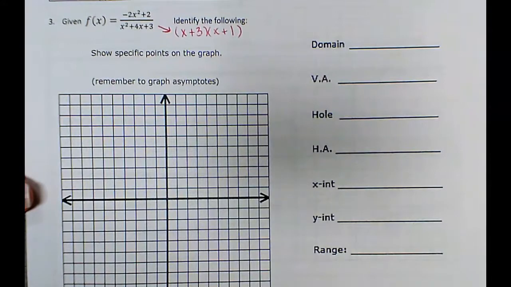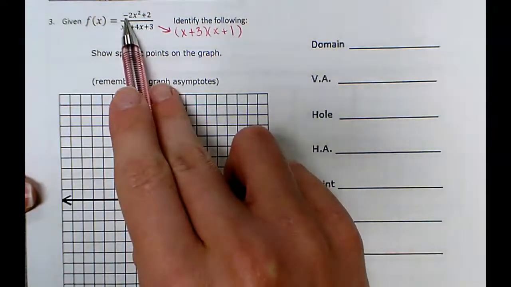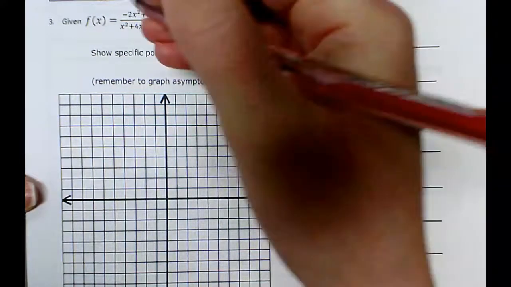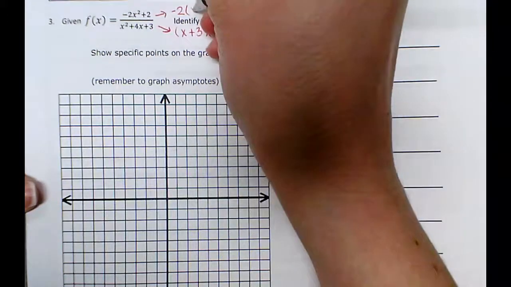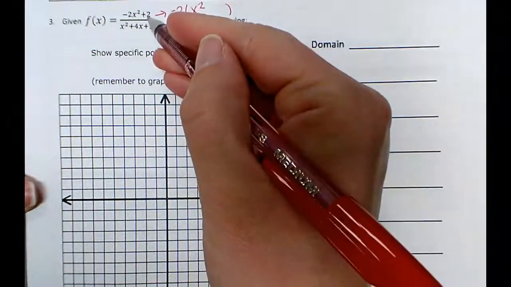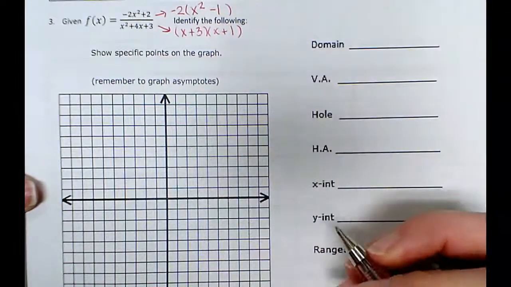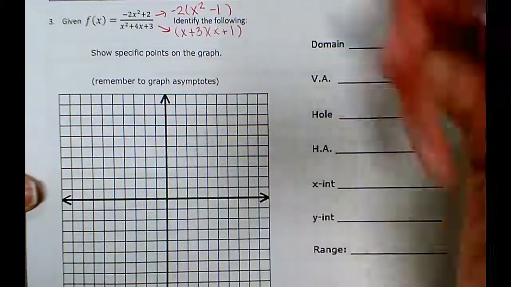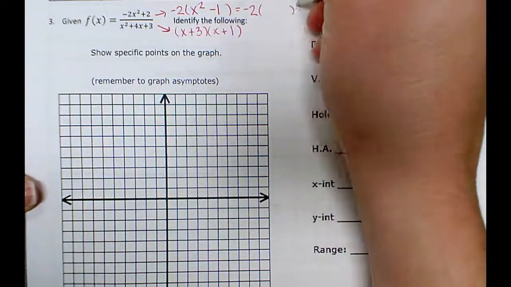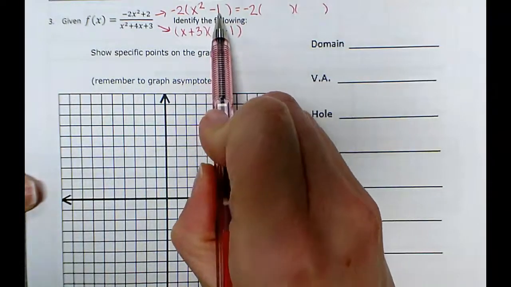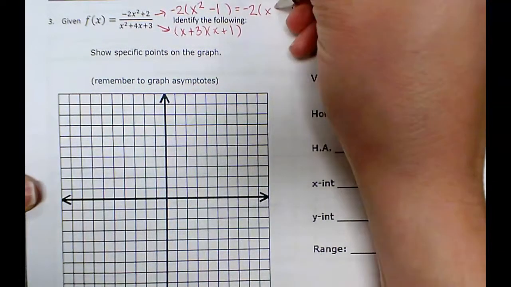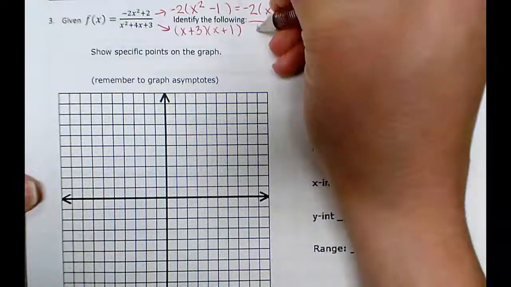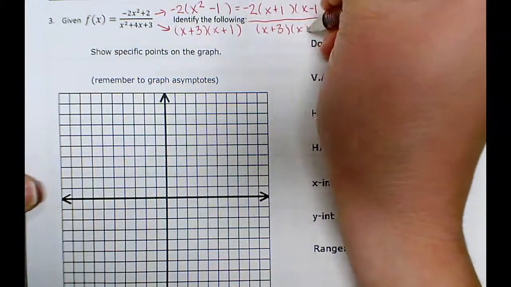In the numerator, it's a binomial. I notice the leading coefficient is -2, so I'm going to go ahead and factor out a GCF of -2. -2x squared divided by -2 leaves an x squared. And 2 divided by -2 leaves a -1. Still a binomial, but it has an x squared. This is a difference of two squares, so this can be factored. The square root of 1 is plus or minus 1, so we'll have an x plus 1 and an x minus 1 for the factors. And in the denominator, we've got that x plus 3 and x plus 1.